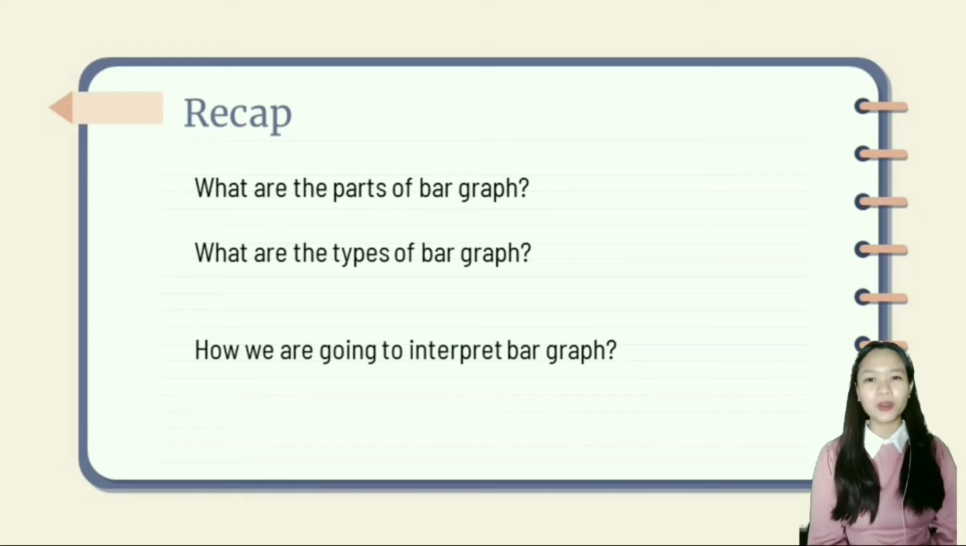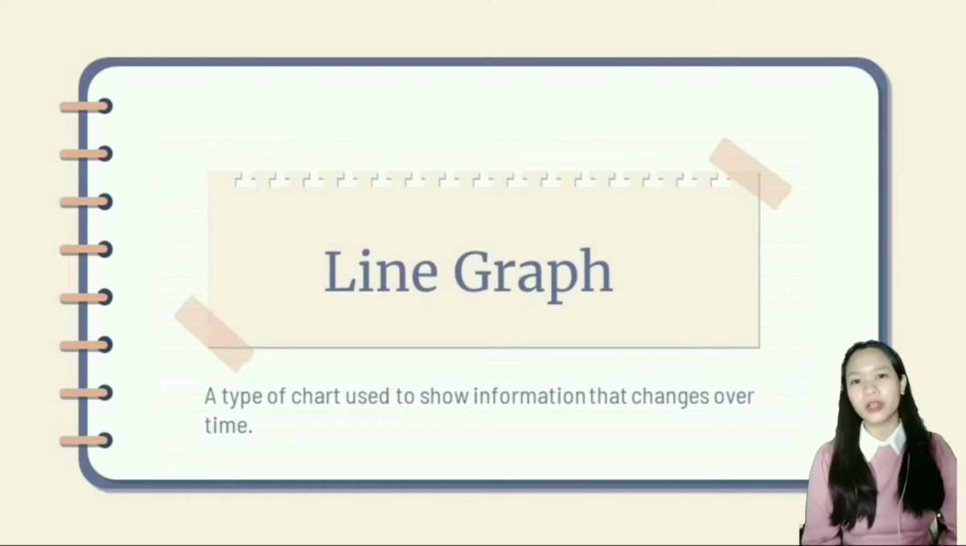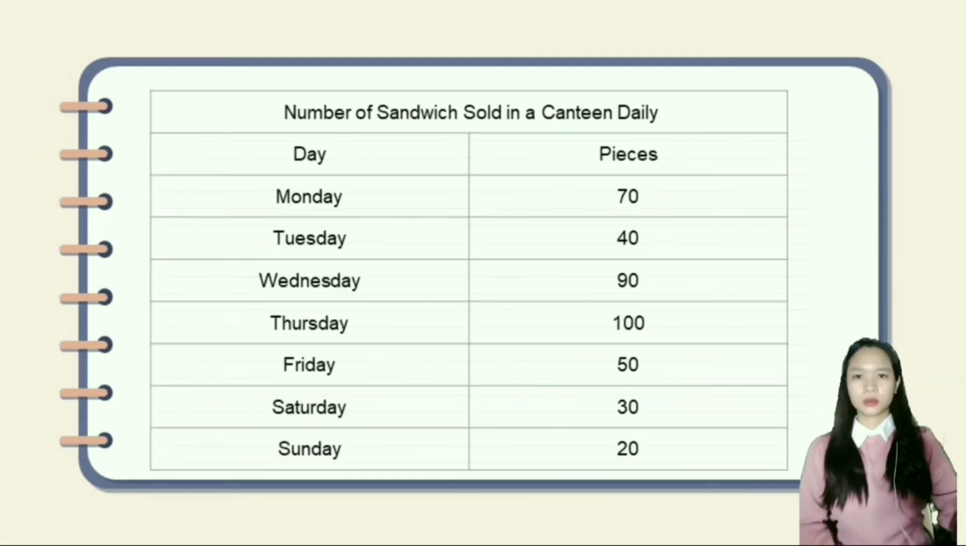So, most of you already know the parts of the bar graph and how to interpret the bar graph. So, we can move forward in our discussion. Now, we're going to talk about the line graph. A line graph is a type of chart used to show information that changes over time. Here we have data in the table that we will use to construct a line graph.